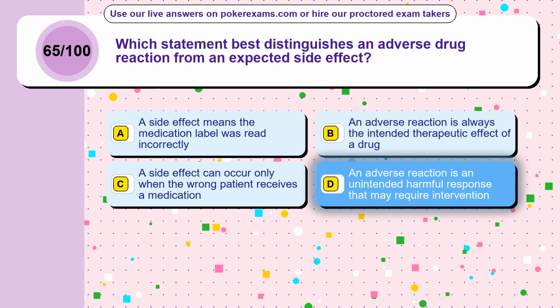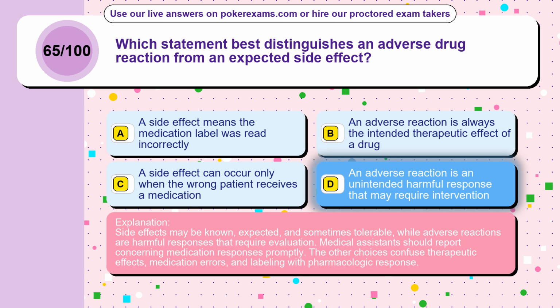An adverse reaction is an unintended harmful response that may require intervention. Side effects may be known, expected, and sometimes tolerable, while adverse reactions are harmful responses that require evaluation. Medical assistants should report concerning medication responses promptly. The other choices confuse therapeutic effects, medication errors, and labeling with pharmacologic response.